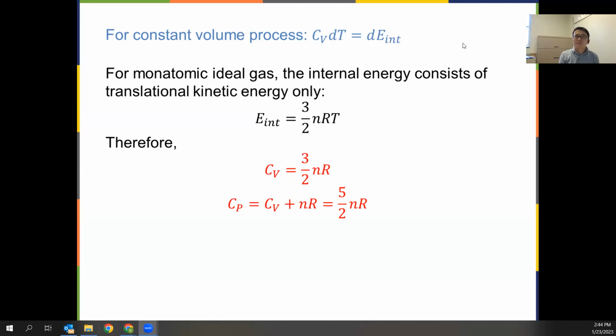Again, for a monatomic ideal gas, internal energy comes only from the translational kinetic energy. So E internal equals 3/2 nRT. Therefore, Cv equals 3/2 nR. Cp equals Cv plus nR, which equals 5/2 nR. For just the molar heat capacity, that means per mole, so this is divided by n, and this is also divided by n. So it is 3/2 R or 5/2 R.